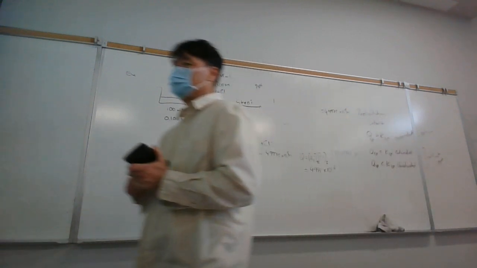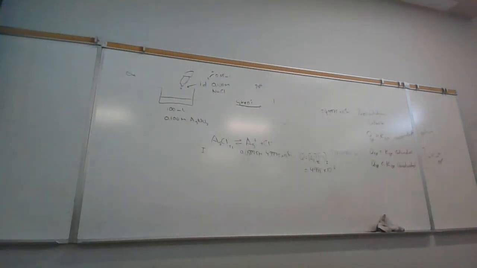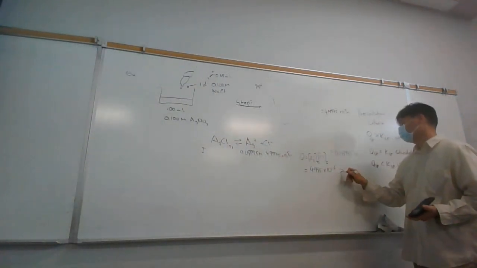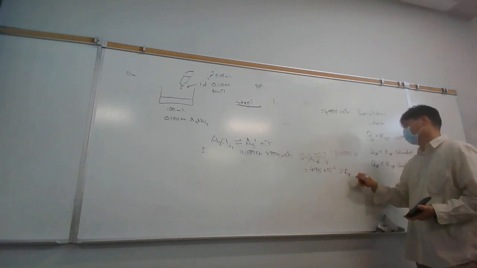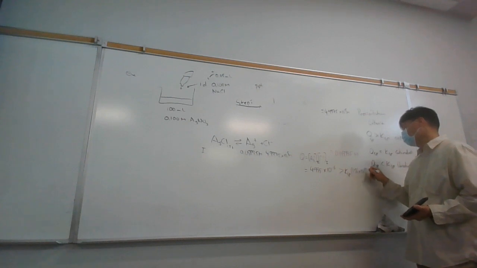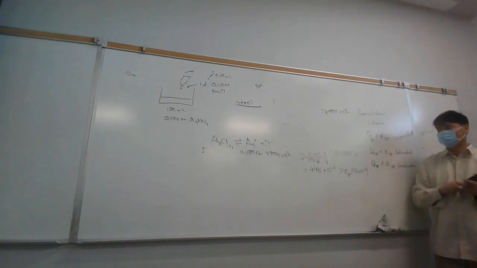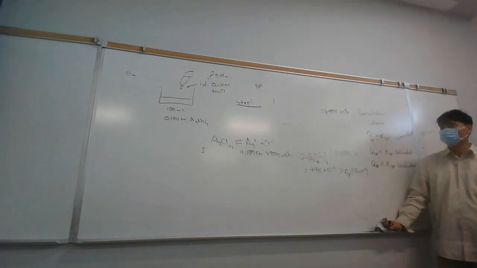Okay, now what we need to do is compare that to K and see how it compares. KSP is 1.56 times 10 to the minus 10. And so Q is going to be much greater than KSP. In other words, silver chloride is not very soluble at all. And so it just takes one drop and you'll see precipitate.